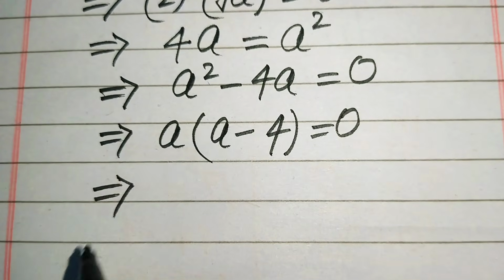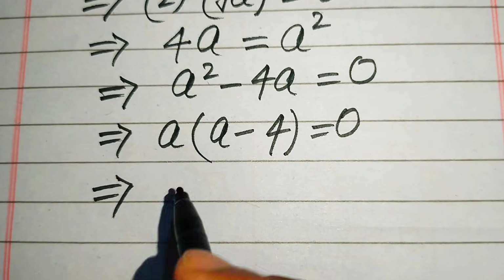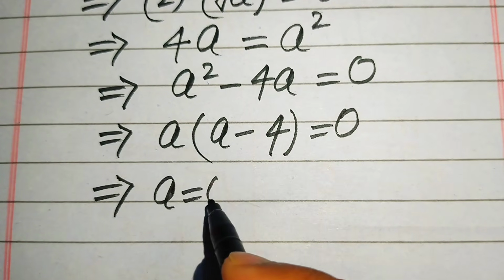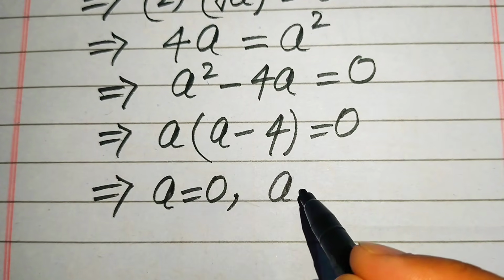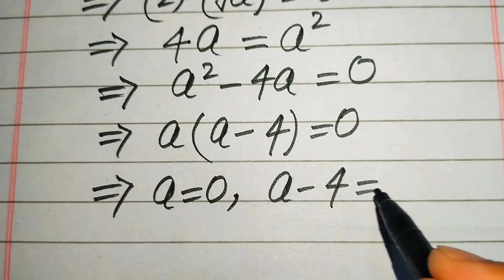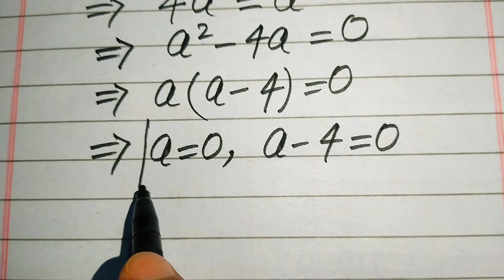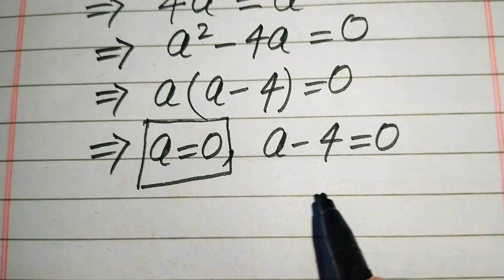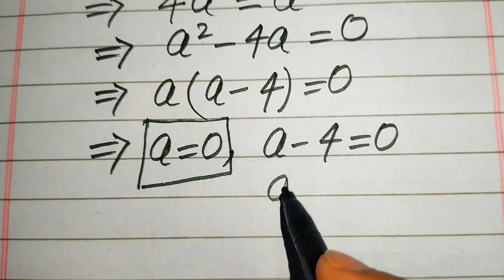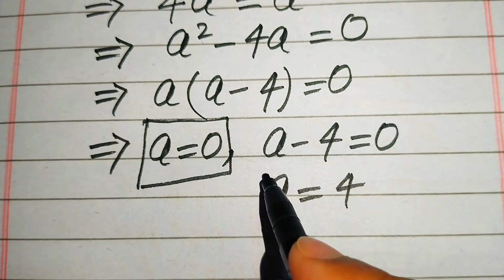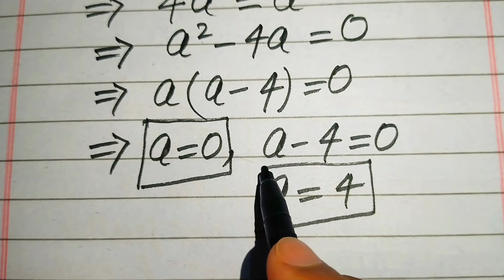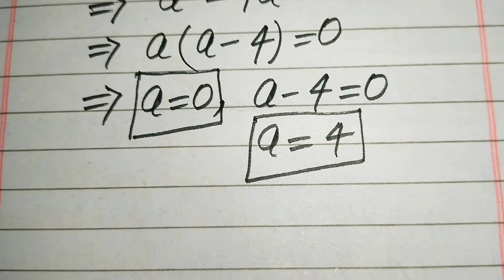And now further, in the next step, we divide this equation into two cases. The first case is we write a is equal to 0, and the second case is we write a minus 4 equals 0. So this is the first root of the given equation, and from here we move minus 4 to the right hand side, and we get the value of a is equal to plus 4. This is the second root of the given equation. So we obtain these two roots of the given equation from the first method.